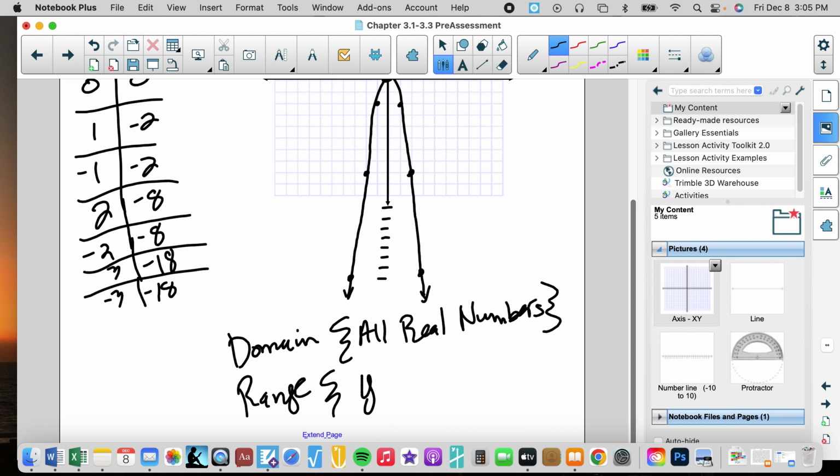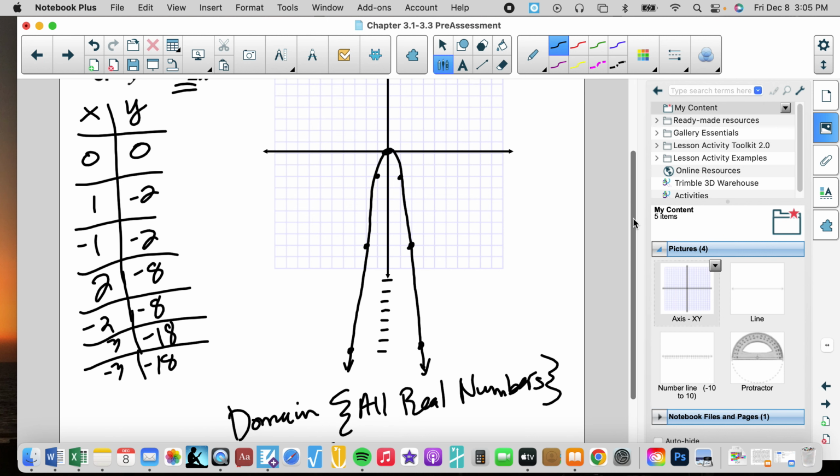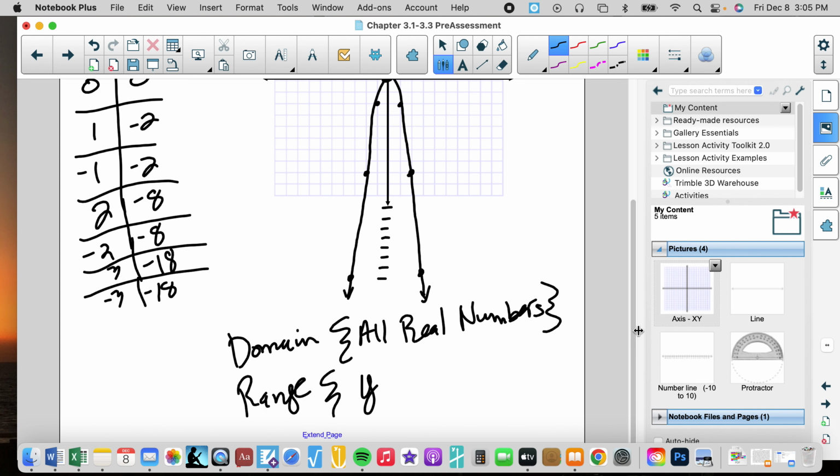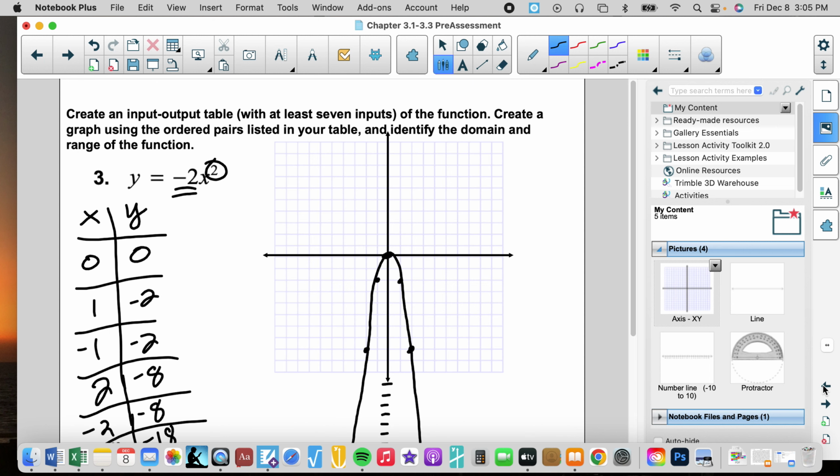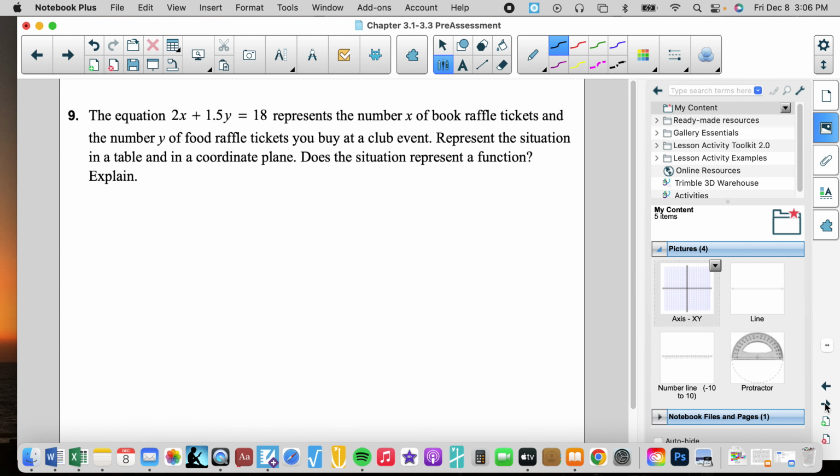My range goes from 0 to -infinity. So I have to say y is less than or equal to 0. That's how I would do 0 all the way to -infinity on my y-axis. Does it ask whether it's a function? No, it doesn't. It kind of alludes to that it is a function.